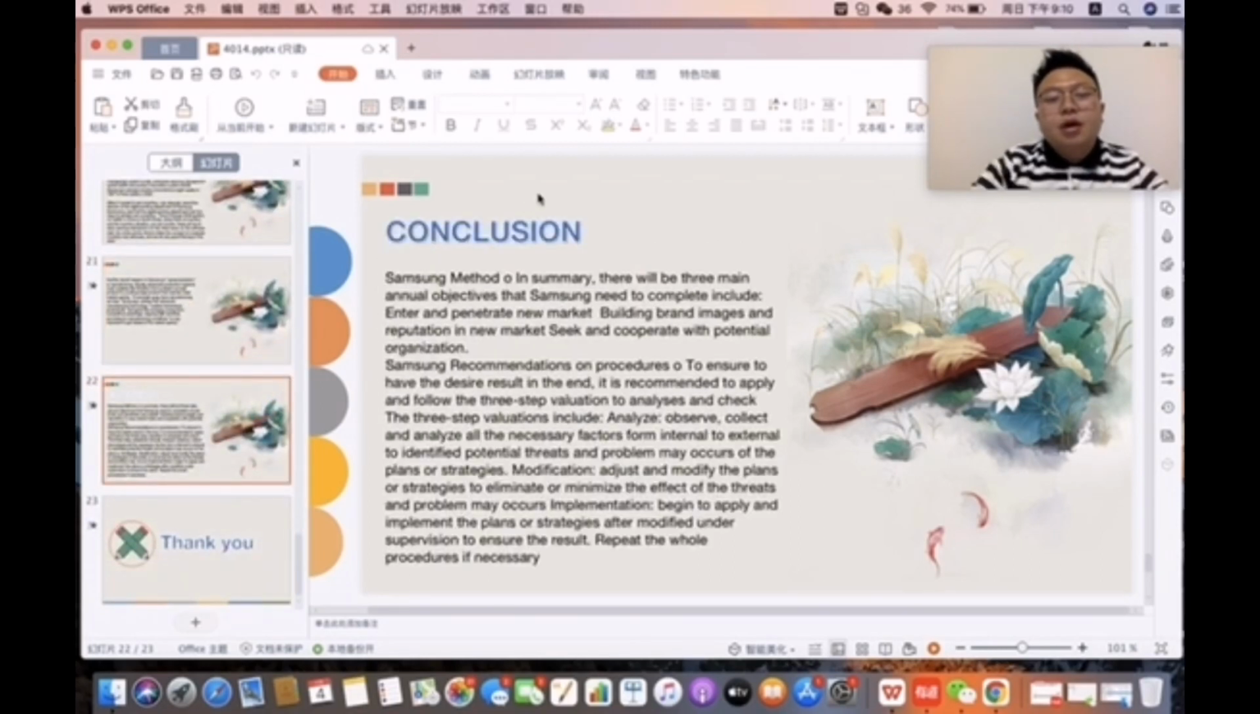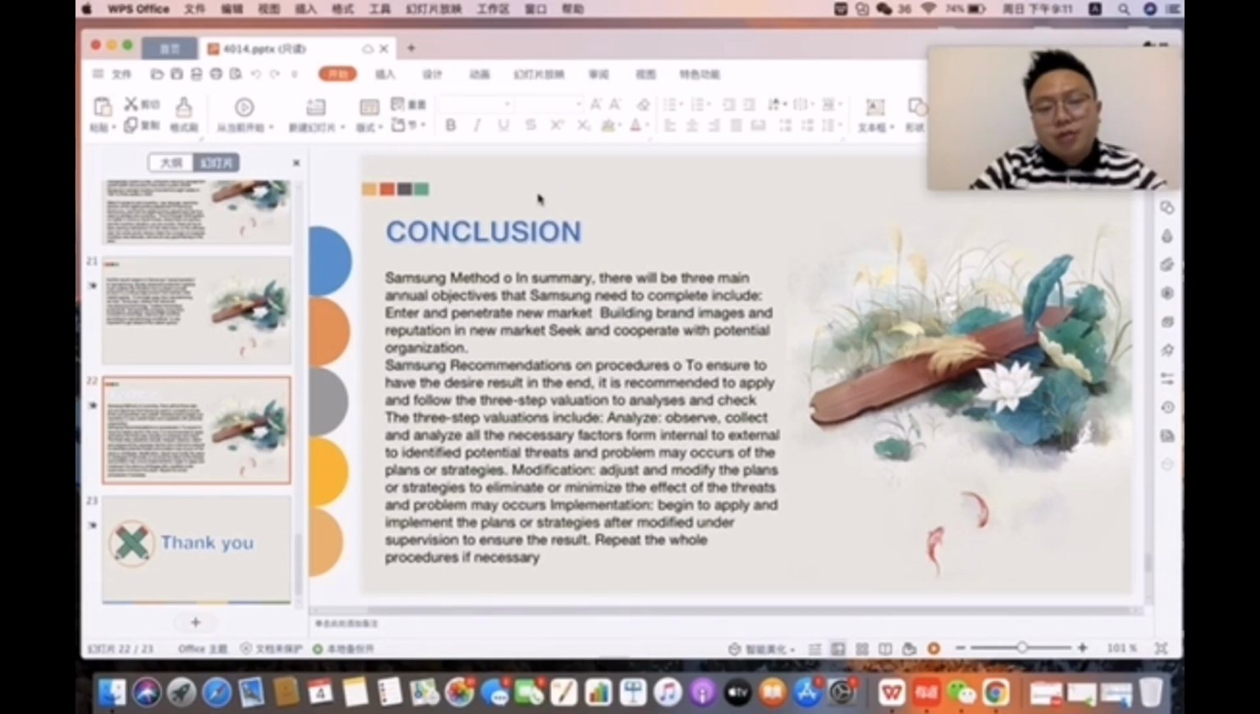Conclusions. Samsung in summary. There are three main areas of objectives that Samsung needs to complete: enter and promote new markets, build both imaging and retail in new markets, and compete with the protection organization. Samsung's recommendation on the procedure: two areas to have a result in the end.